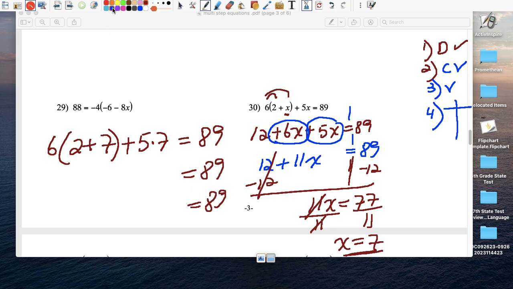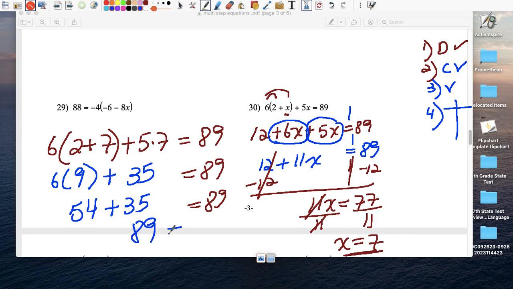Now let's do the parentheses. Don't do the distributive property. Do order of operations. 2 plus 7 is 9. Plus, what's 5 times 7? 35. 6 times 9 is 54. Plus 35. That's 54 plus 35. Guess what? It's equal to 89. So again, our solution is 7. Our check worked. We are good.